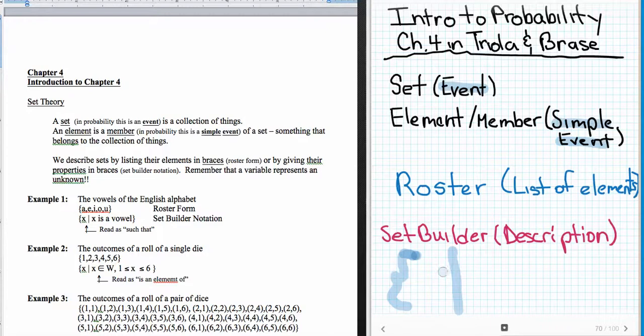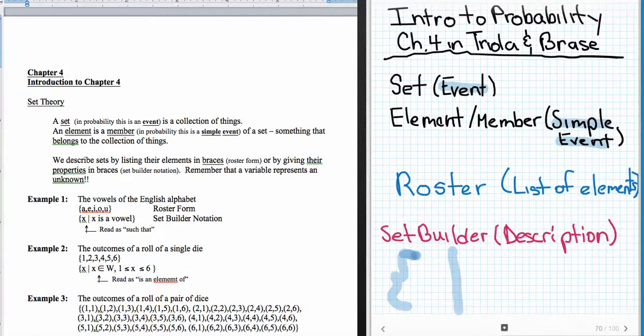Now, sometimes that can be a verbal description. Sometimes if it's in math, especially, we'll use less thans, greater thans, etc. So those are some of the ways that we can describe sets of numbers, sets of simple events, etc. And then we end again with a brace.